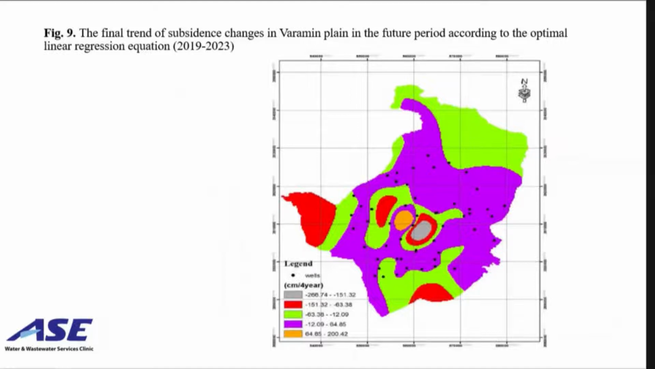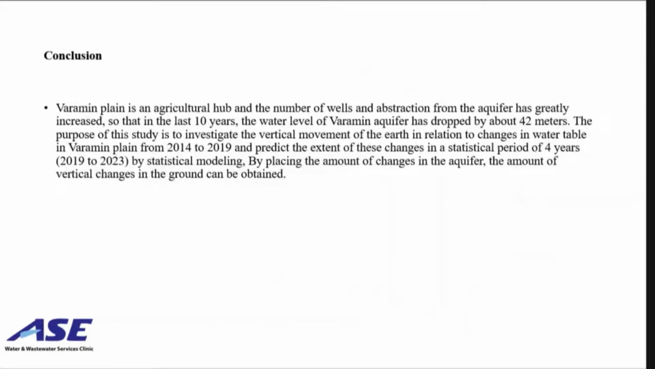Varamin Plain in the future period according to the optimal linear regression equation between 2019 and 2023 is something like this, which we can see in center we have a very bad situation, and these black holes are our wells which we record their level, and this is a map of what will happen. Varamin Plain is an agriculture place, and the number of the wells and abstraction from the aquifer has greatly increased.